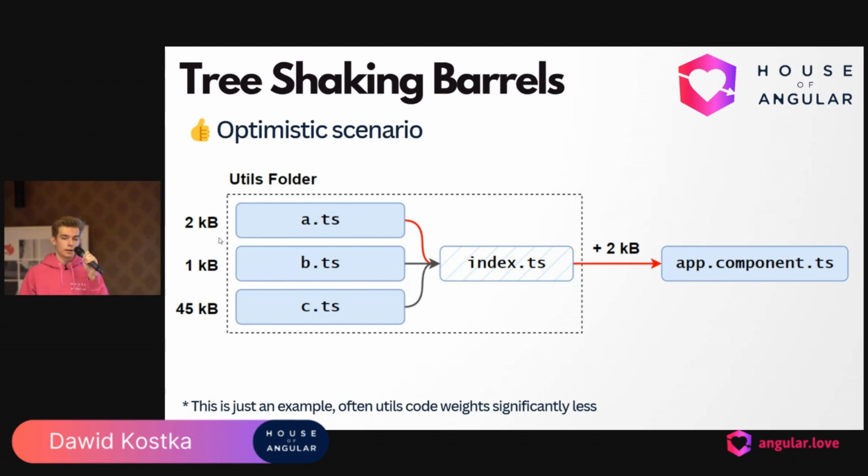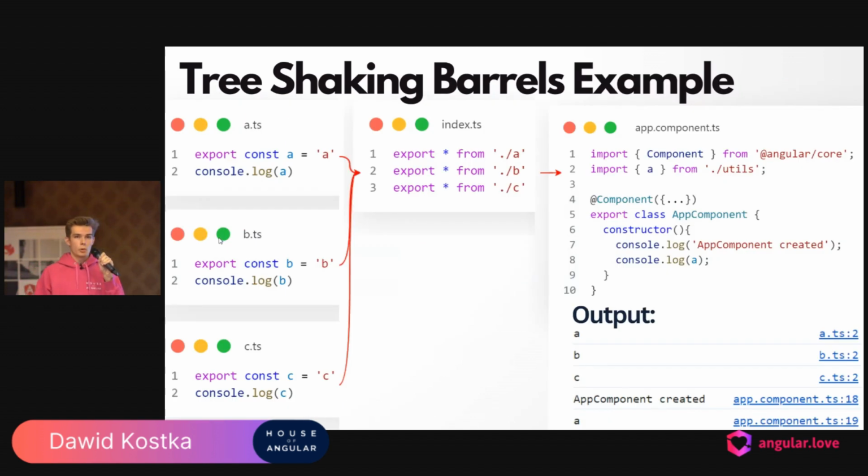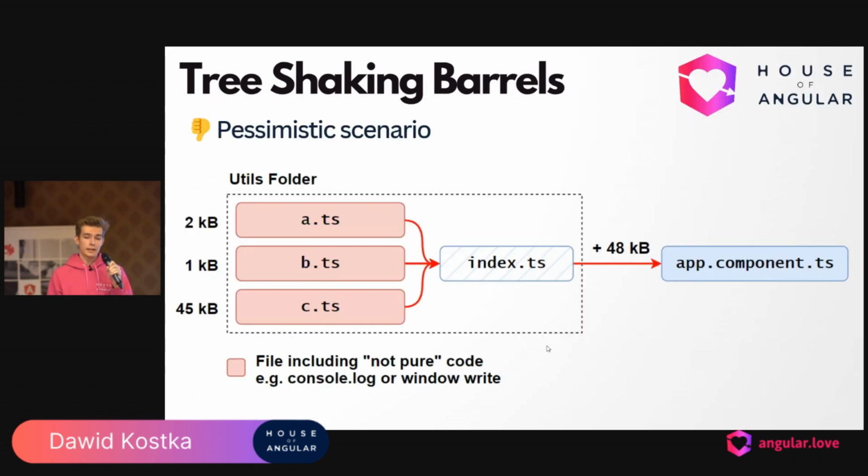So let's take a look at an example. Here in the A, B, and C files, we export a constant and log it out into the console. In the middle, we have a barrel file that re-exports all of these constants. And finally, we import our A constant in the app component file, which then gets console logged with a message that our app component has been created. As you can see here in the output, even though we have not referenced the B and C files directly, our code includes the B and C file code. In my opinion, this is often undesired, and personally, I would not expect these things to be included in my application bundle. Therefore, it makes me think whether these barrel files are really useful.